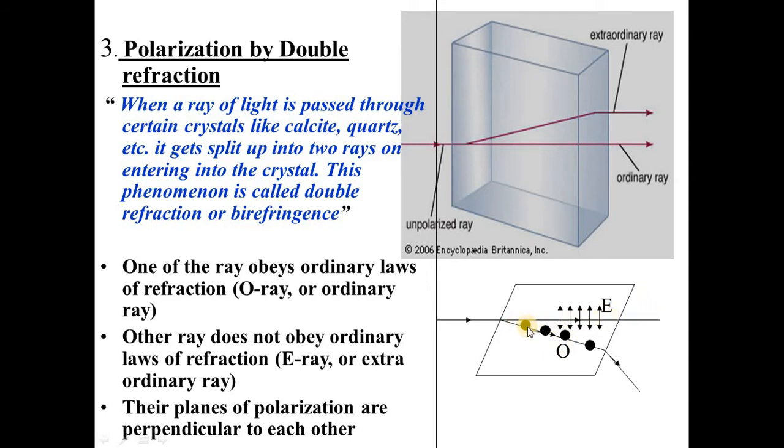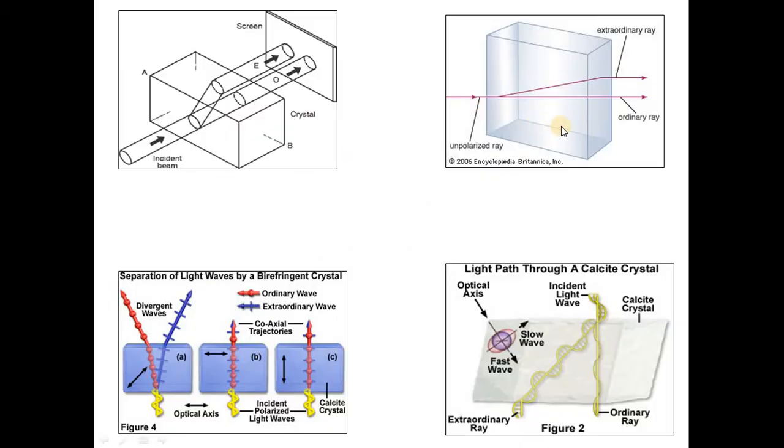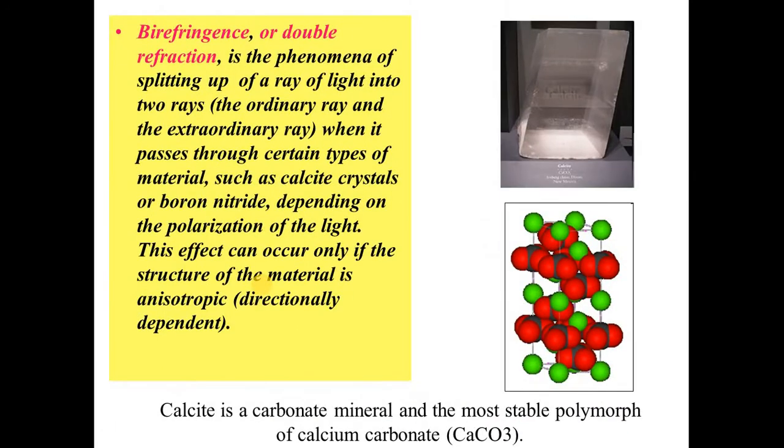It is understood that this will have vibrations perpendicular to the plane, and this will have vibrations parallel to the plane. So these are shown only by light passing through certain materials or crystals like calcite and quartz, and you can see the phenomenon of double refraction. The light path going through, this is the incident polarized light, and on hitting the crystal it gets split into two, the ordinary ray and the extraordinary ray. You can see the ordinary ray obeys all the laws of refraction, while the extraordinary ray won't obey the laws of refraction.